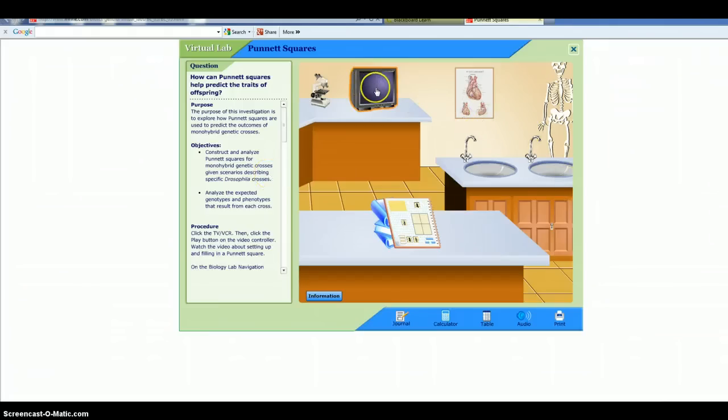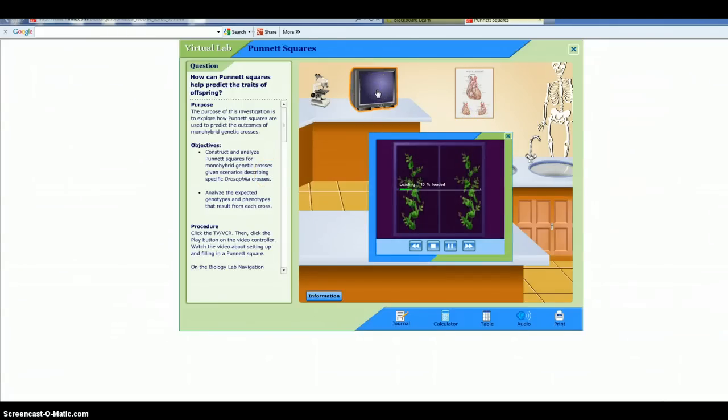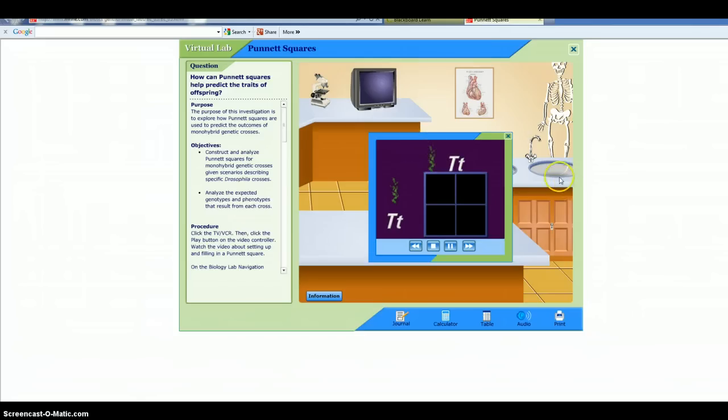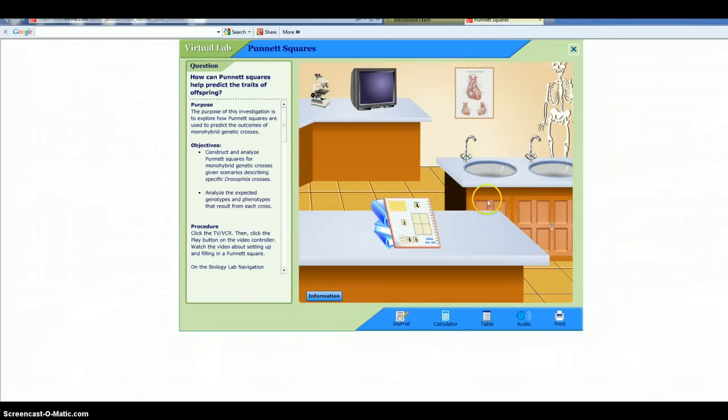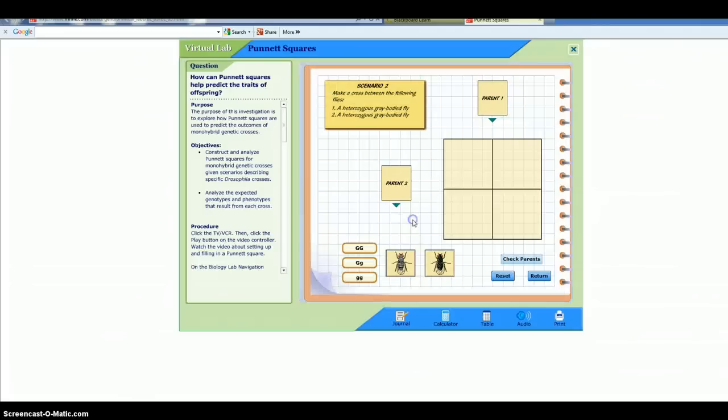Okay, the first thing is we watch this. This Punnett square predicts the result of a cross between two heterozygous tall pea plants. So this shows us how to do it. Okay, you've watched that. Let's get rid of that to save time. Now we're going to do the experiment with it.